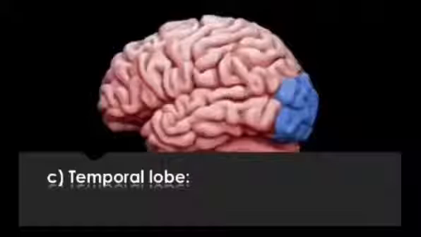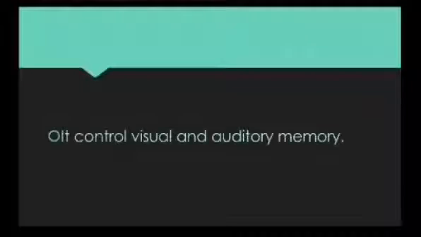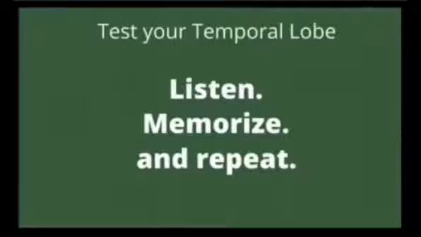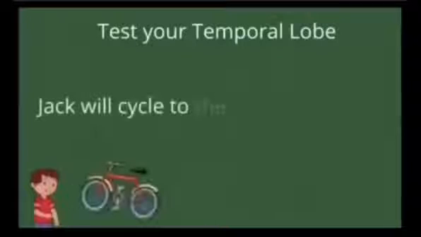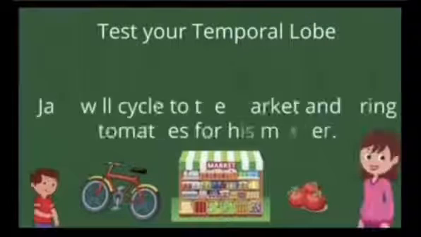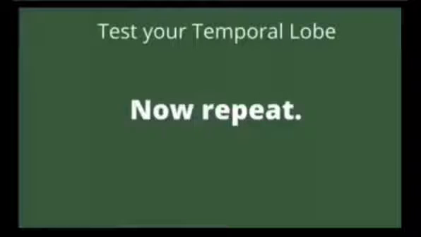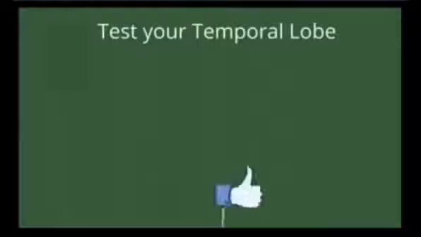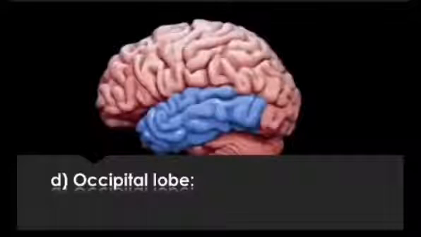The next lobe is the temporal lobe. It controls visual and auditory memory. So all that you see and hear gets stored in the form of memory in this lobe. Do you want to test this lobe too? All you have to do is just listen to the statement, memorize it well and repeat it later. Are you ready? Now repeat. Did you get it? You are brilliant. The fourth and last lobe is the occipital lobe.